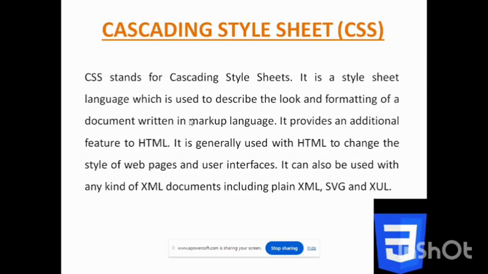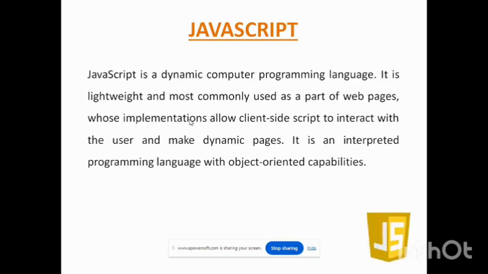Next is CSS. CSS stands for Cascading Style Sheets. It is the style sheet language which is used to describe the look and the formatting of a document written in markup language. It provides additional features to HTML. It is generally used with HTML to change the style of the web page and user interface. It can also be used with any kind of XML document, including plain XML, SVG and XUL.